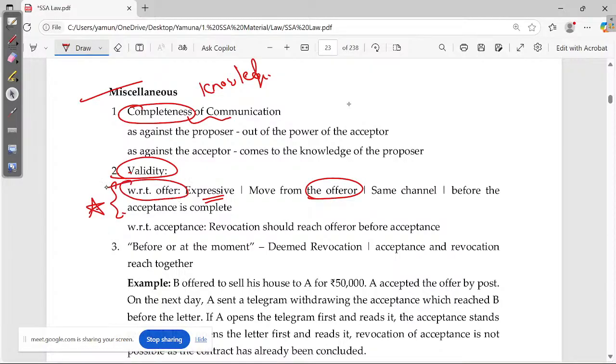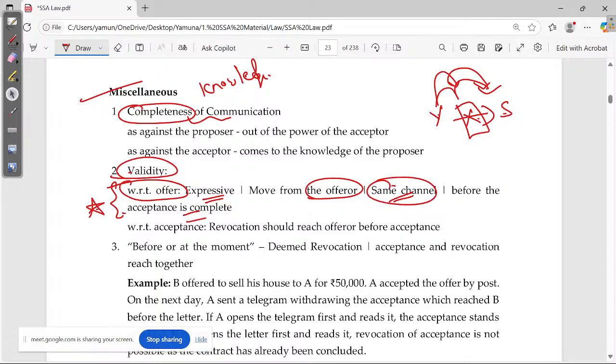See, this is with respect to offer I'm talking. It should move from the offerer. It should be of the same channel. See, myself, I'm willing to sell my car to Shreyas. And who is the intermediary in between? X. I send the offer through X, which means I need to send the revocation through X only. It should be of the same channel, and before the acceptance is complete. Whereas with respect to acceptance, revocation should reach the offerer before the acceptance. So obviously then only you can say it's a valid one.